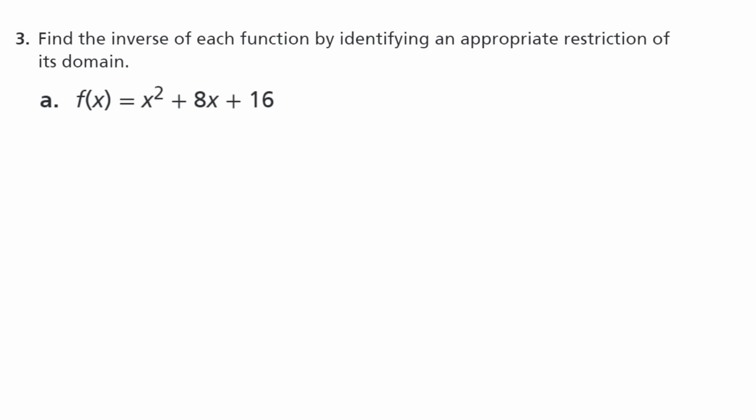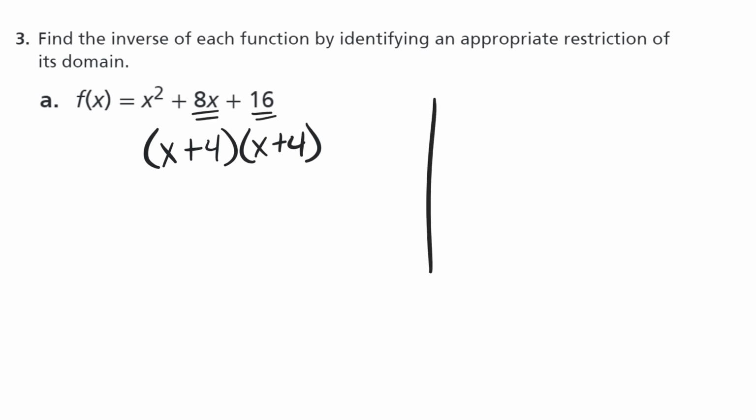All right, so as we take a look at this, it says find the inverse function for each of the functions by identifying an appropriate restriction to the domain. Okay, so what we need to do here is simplify this as much as we possibly can. So this ends up factoring down to x plus 4 times x plus 4, because those are the factors of 16 that can equal 8.